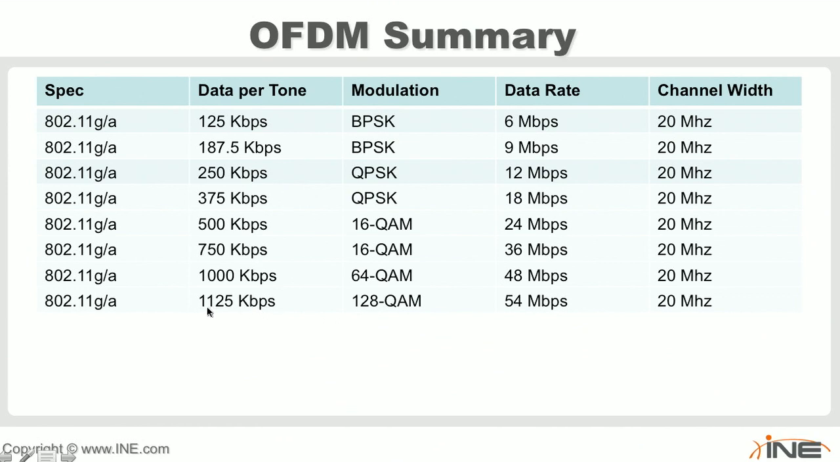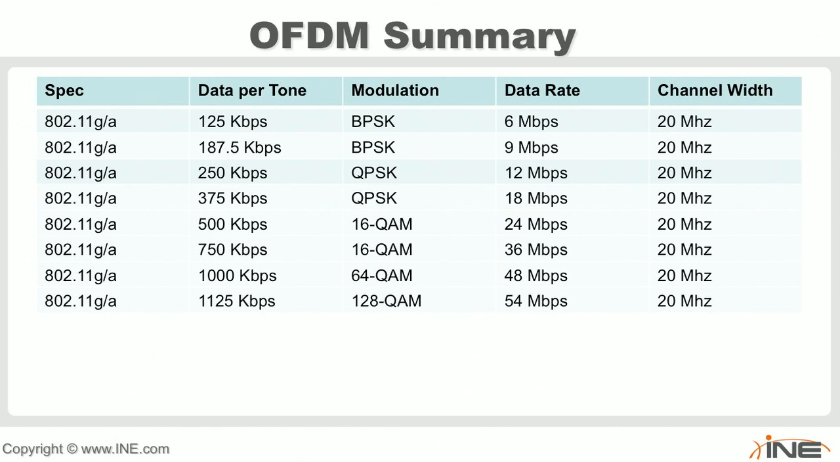Basically 1125 kilobit per second times 128 of those gives us the 54 megabits per second. We use 20 megahertz channel widths, or bandwidth of the actual wireless frequencies. This was used in G and A.